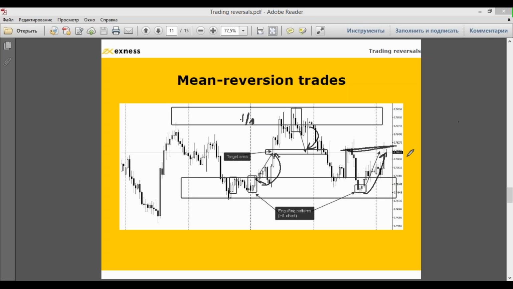And that's a good way to go, because for example, if you try to set your target at the opposite side of the range, you may face situations when the market goes down, it tests the center of the range and it goes down. It will be a very frustrating experience to capture a profit and to give it all back to the market. That's why for the mean reversion trades, it is good to spot smaller targets.